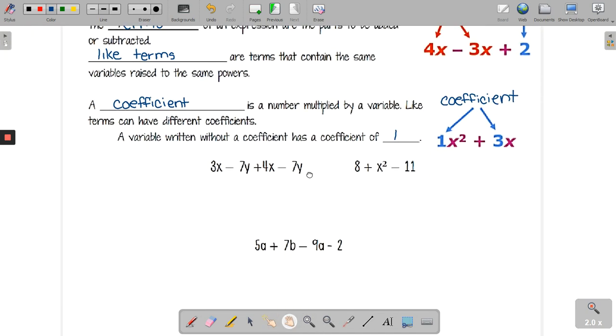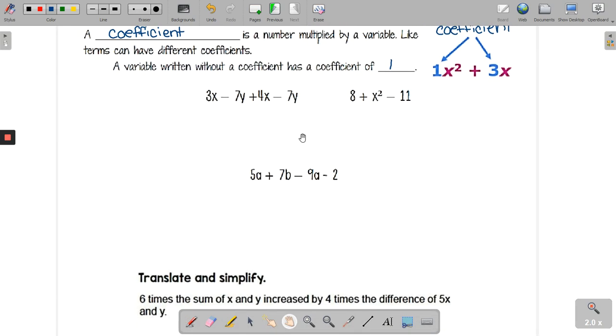So let's look at some examples. We need to combine our like terms here. So we have 3x minus 7y plus 4x minus 7y. So we need to find our like terms. We have an x here, we have a 3x, and then we have a 4x. So we're going to add the numbers out in front. 3 plus 4 gives us 7, and we keep our x.